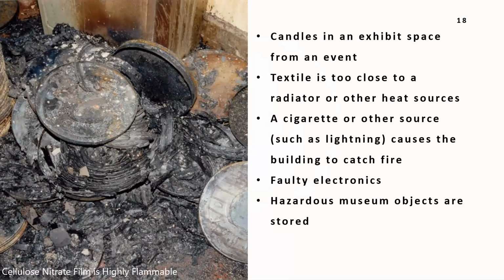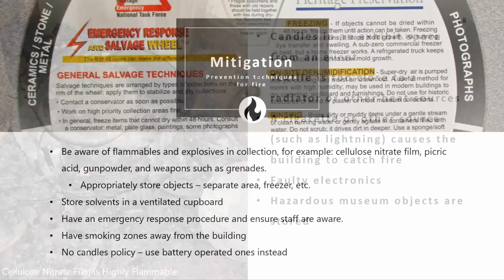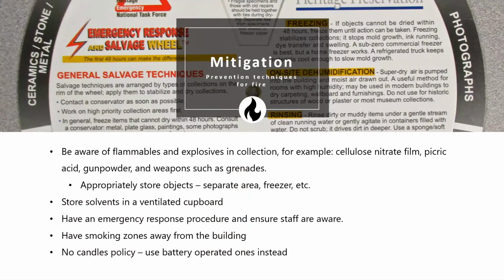A cigarette or other source, such as lightning or severe weather, causes the building to catch fire. Maybe there's some faulty electronics. Another one is there are hazardous museum objects being stored, such as cellulose nitrate film. On the right picture there, cellulose nitrate film is actually very hazardous. So one of the mitigation strategies for fire is to be aware of flammables and explosives in your collection.